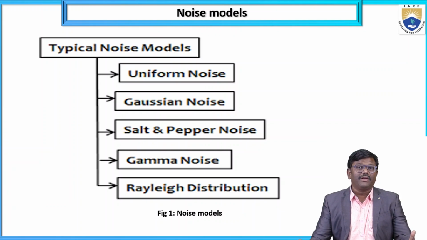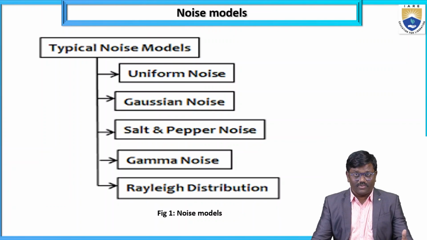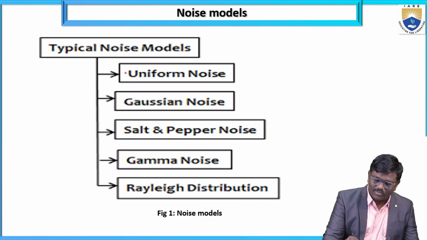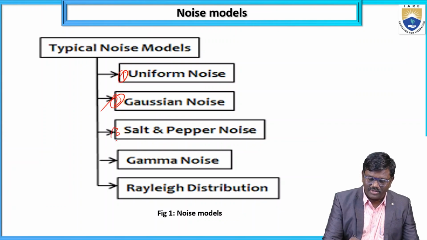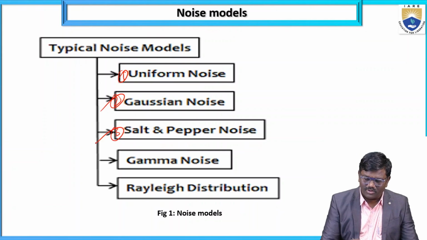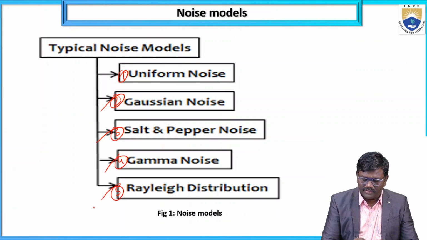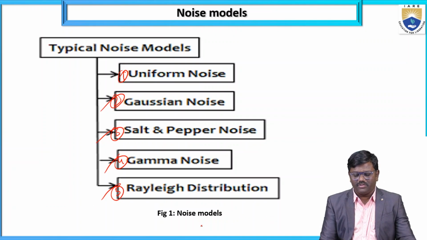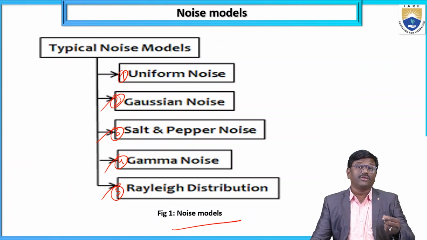We have typical noise models in terms of different types. One is the uniform noise model. Second is the Gaussian noise model. Third is the salt and pepper noise model. Fourth is the gamma noise model. And fifth is the Rayleigh distribution noise model. We will concentrate on each of these later, understanding the definition and importance of each topic with some examples.